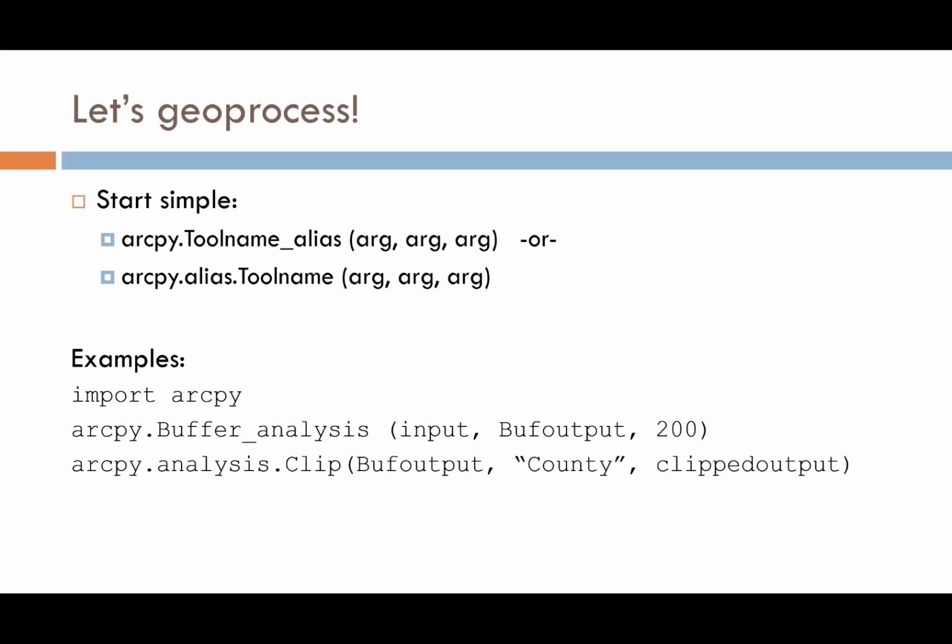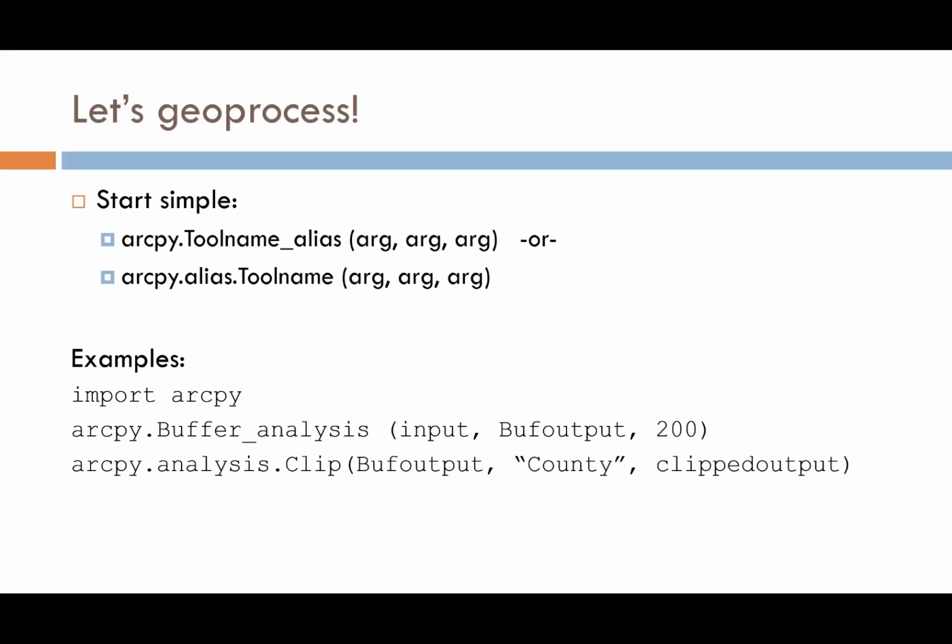So if you want to run a buffer or a clip like we have on the bottom, it's always going to be arcpy dot. You have to import arcpy into your script, and then it's always going to be arcpy dot, whatever tool you want to run. You can look it up in the help, and I'll show you that in a second. But you can go arcpy dot buffer, and notice we have this underscore analysis right here. That would be the alias of the toolbox.